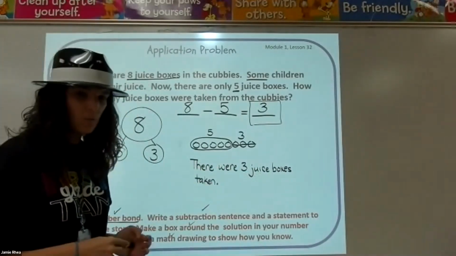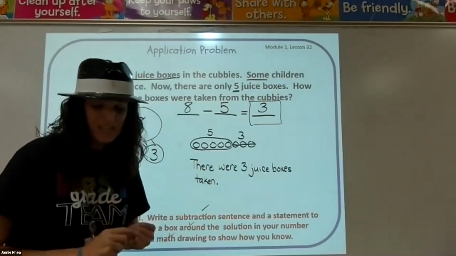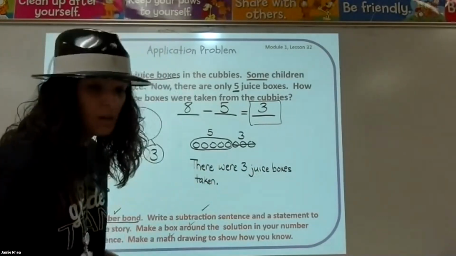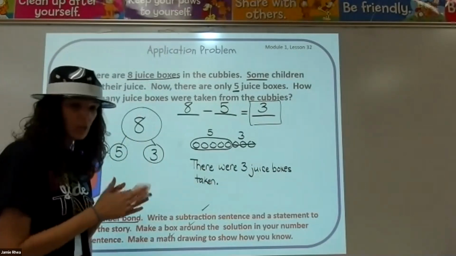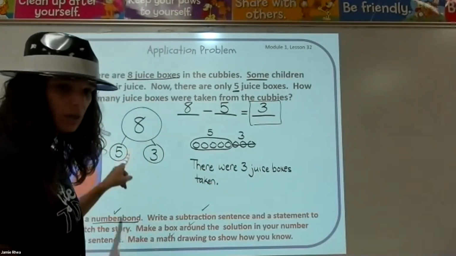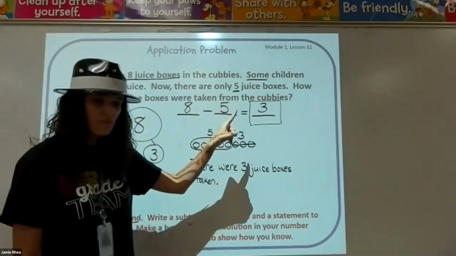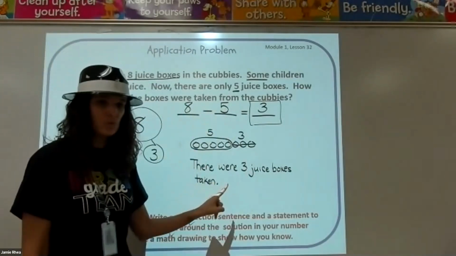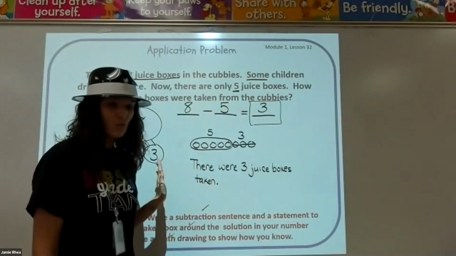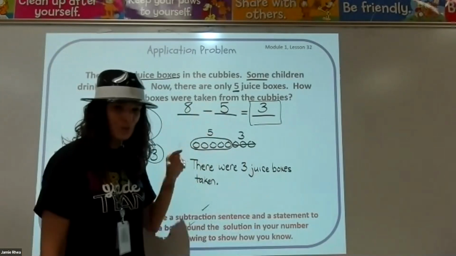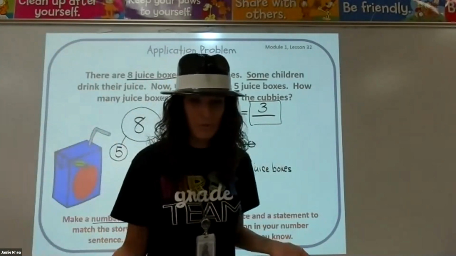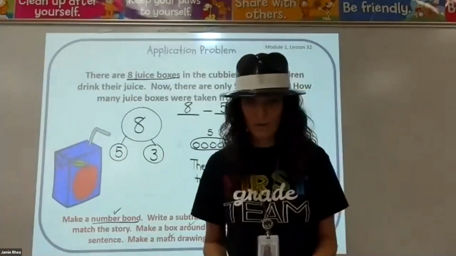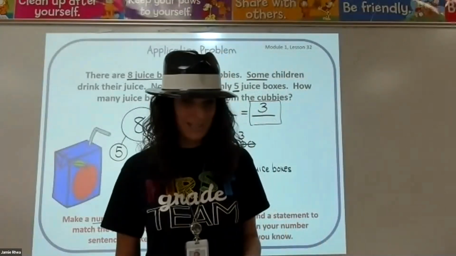So now we've done everything we need to do. We have solved our case, so we can close that case. But let's go back and look. How many juice boxes were taken from the cubbies? There were 3 juice boxes taken. So now we've answered, we've solved our mystery, and we are good to go. We are ready to start with Miss Curry in our lesson.